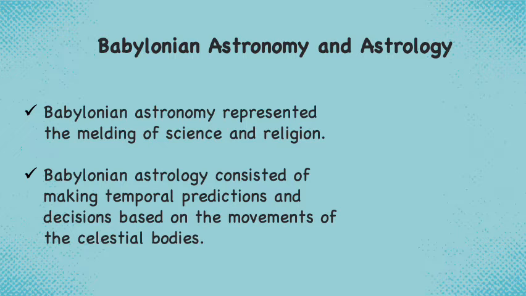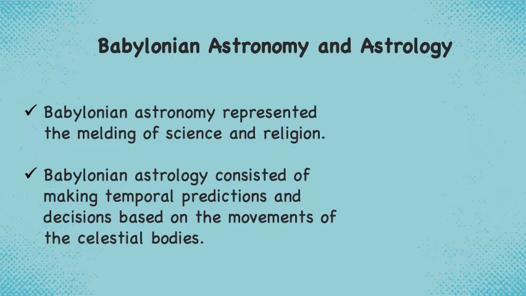The zodiac was also a Babylonian invention of great antiquity. For the Babylonians, astrology consisted of making temporal predictions and decisions based on the movements of the celestial bodies. After observing the planets and stars, Babylonian scientists would suggest to the king such things as when and where to plant crops, when to pursue diplomacy, and when to go to war.